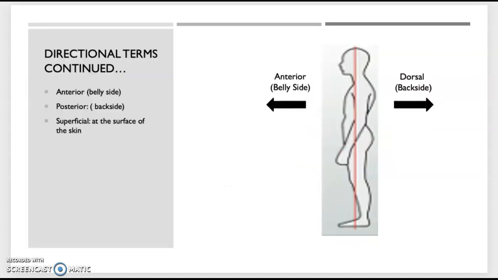We can also cut the body with the front and back side, which would be anterior and dorsal. So the belly side is the anterior, and the back side would be considered dorsal. And there's also superficial, which is anything that's on the surface of the skin, nothing too deep.